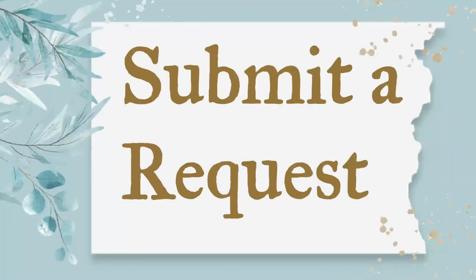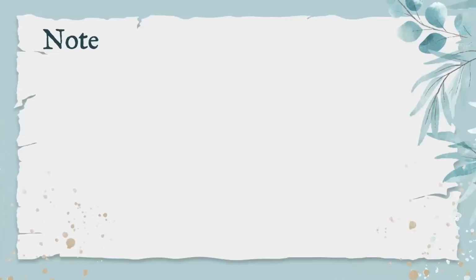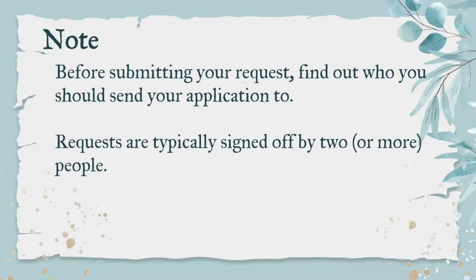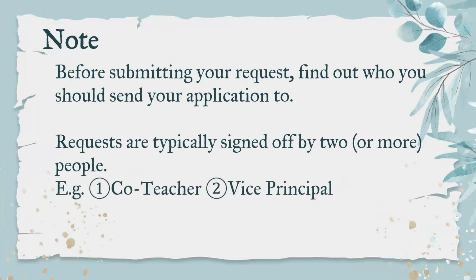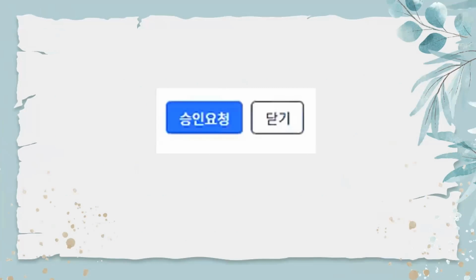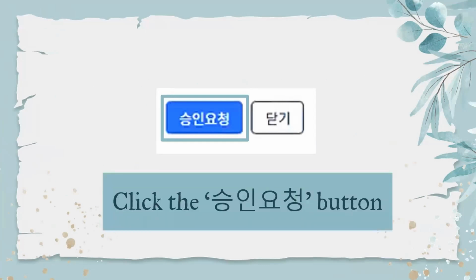This section will guide you through the submission of your request for leave. Before submitting your request, find out who you should send your application to. Requests are typically signed off by 2 or more people, for example, your co-teacher and vice principal. The names of approvers are subject to change. After checking all the details of your leave, click the blue Request Approval button at the bottom of the screen.